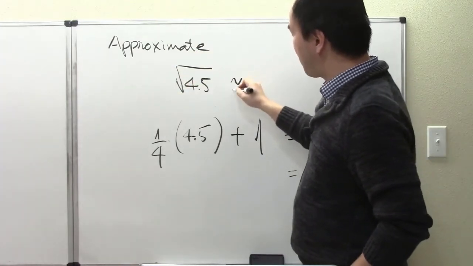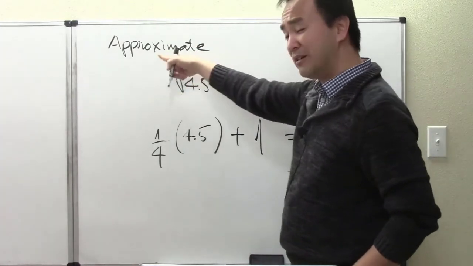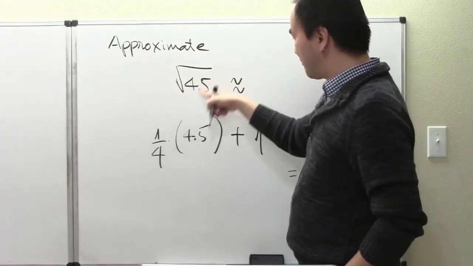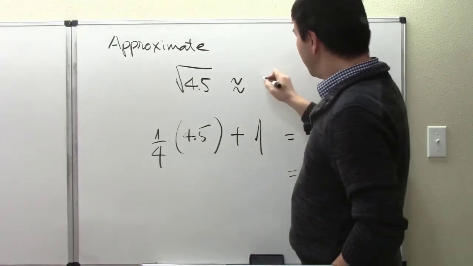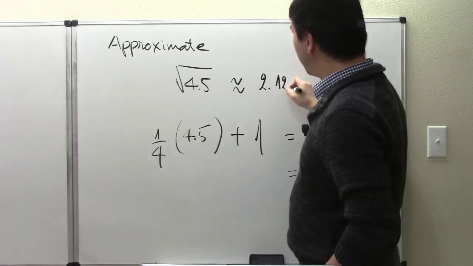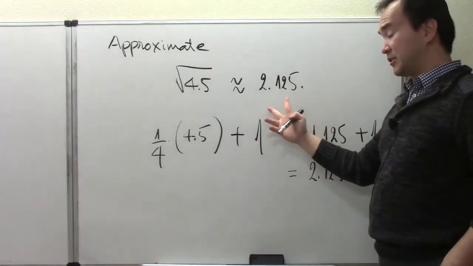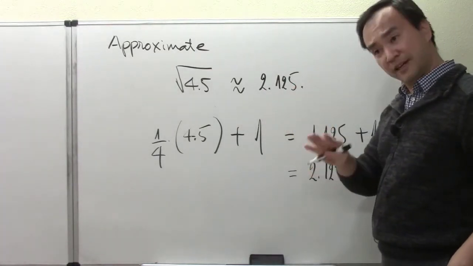4.5 can be approximately close. That's why I'm saying we're only approximating. Okay, but the true answer of square root of 4.5 is approximately 2.125. Okay, so I'm not saying that this is the exact answer, but this is an approximate. Let's find out how close it is.